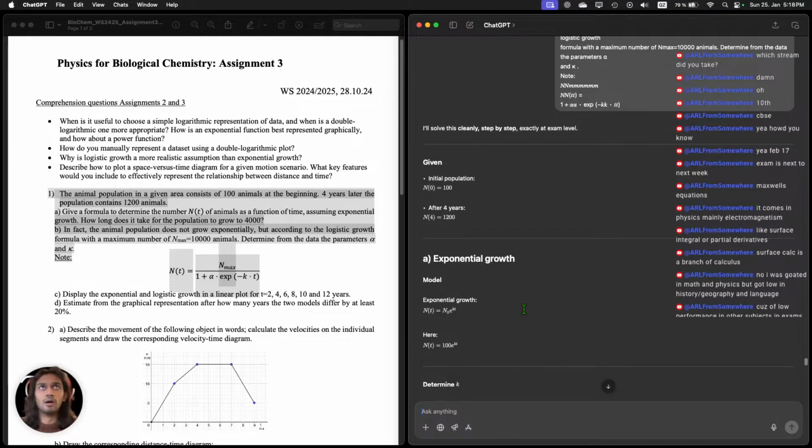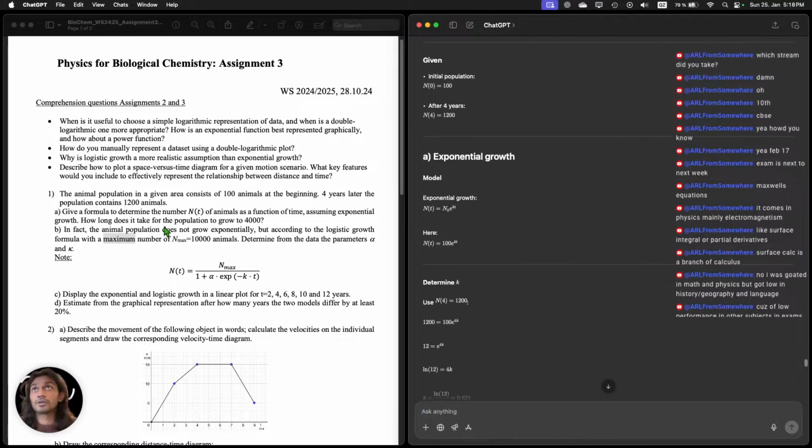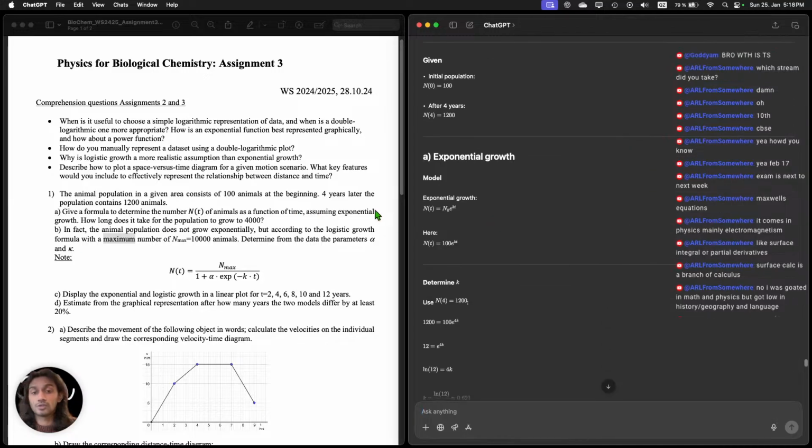I'll solve this cleanly, step by step, exactly at the exam level. Initial population 100. After 4 years, 1200. So we're considering exponential growth.